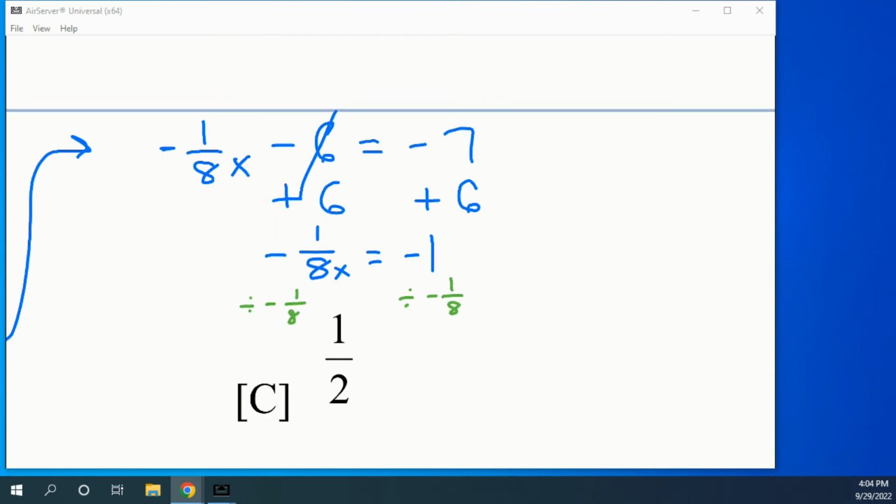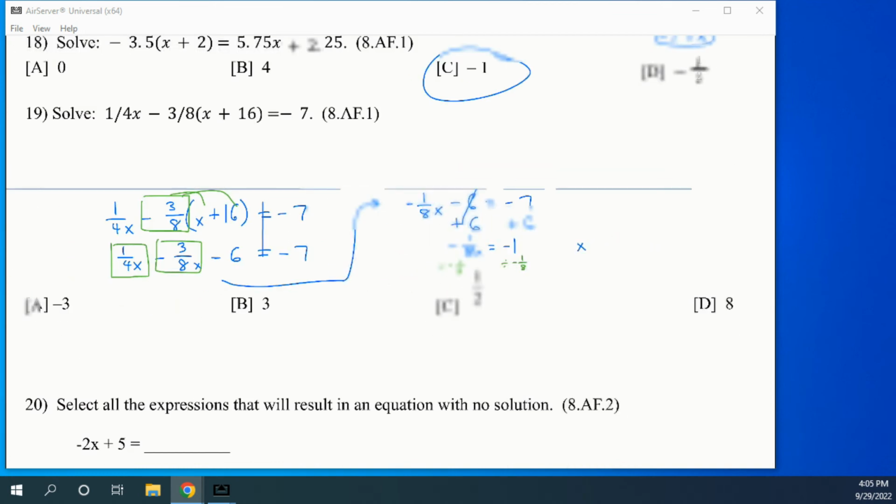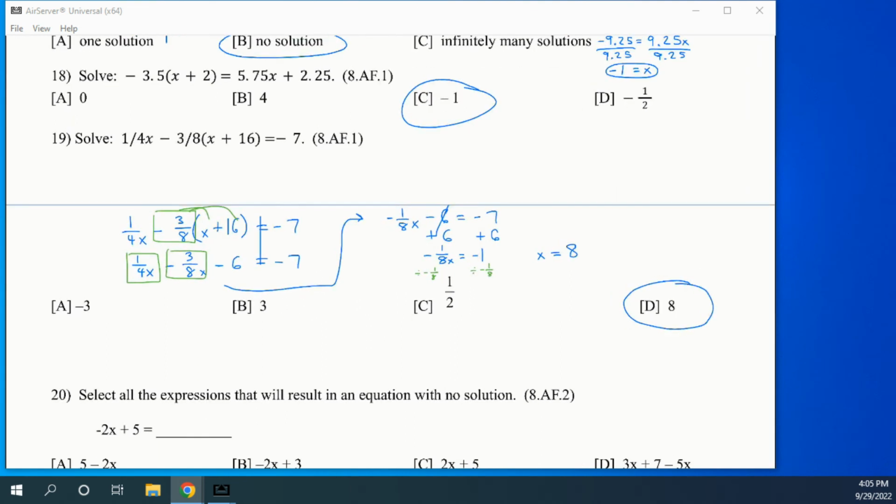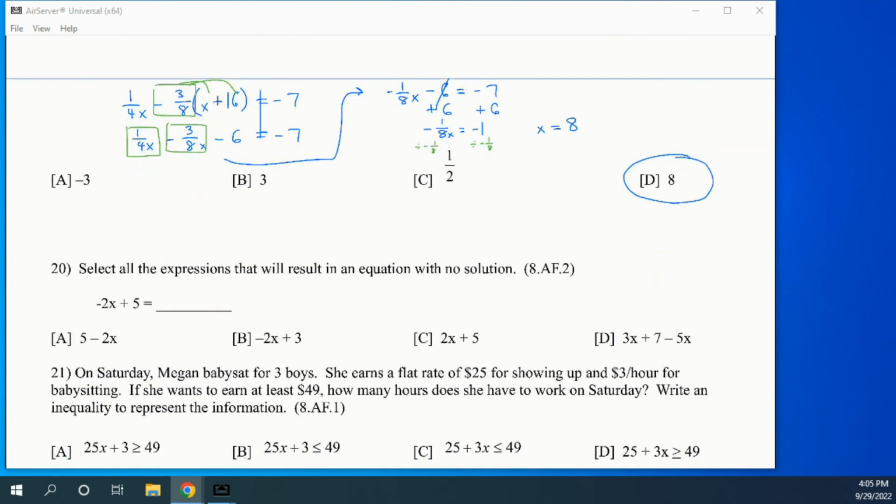So when I take negative 1 divided by negative 1/8, I get a positive 8. So this is going to be D. All right, that is 18. No, I lied, that's 19. And I believe we've got one more. That would be number 20. And that'll be it for this video.